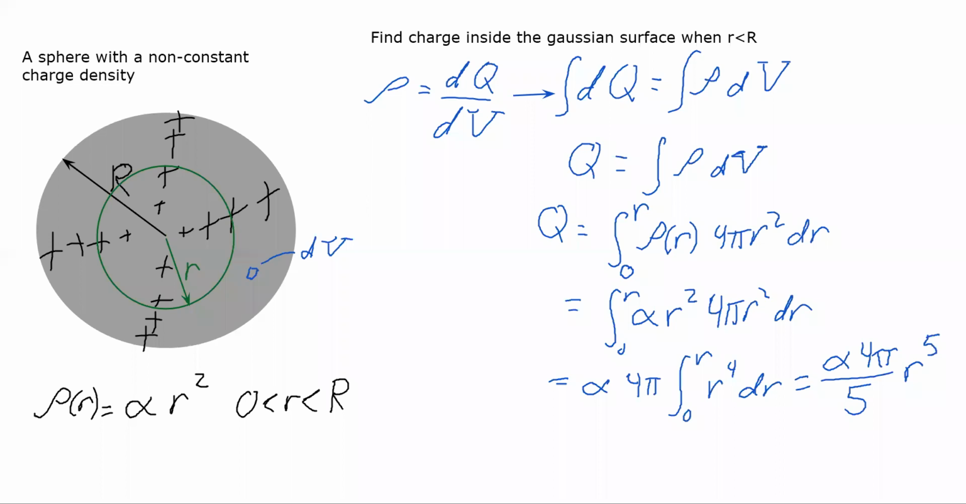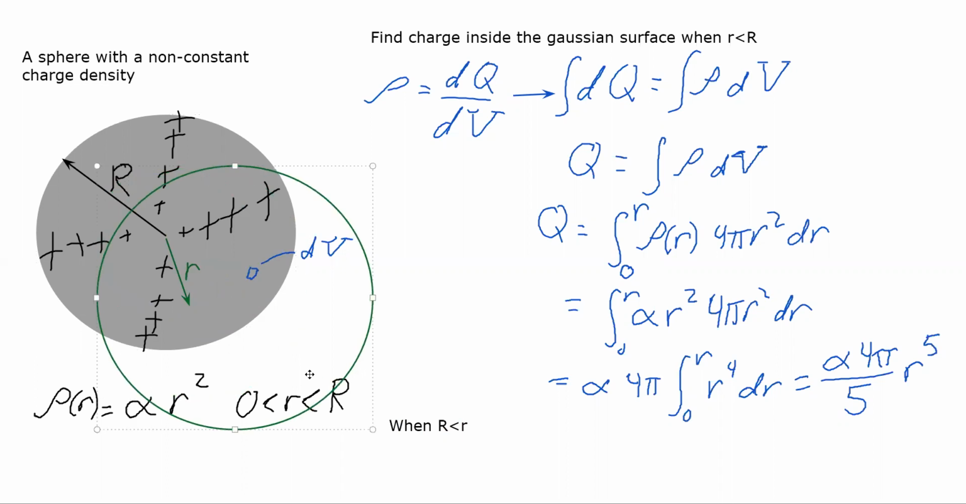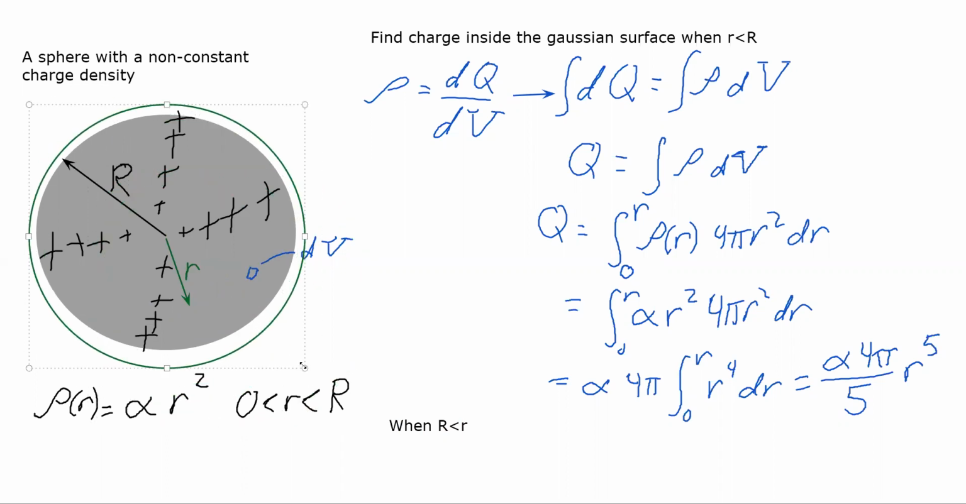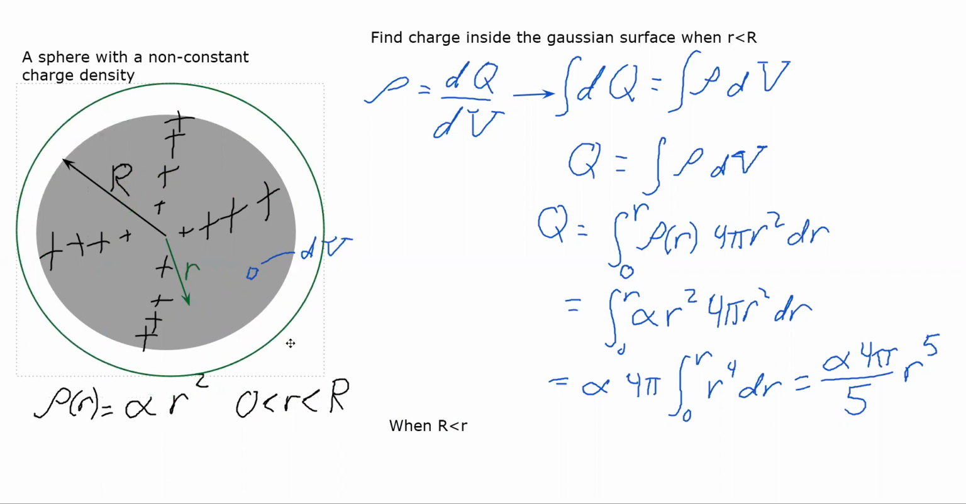Okay, now let's see if I can fit in what I have here. So that's the charge when the Gaussian surface is less than capital R. What about when capital R is less than lowercase r? So again, I'm going to change my radius here for my Gaussian surface. I could pick it, make it a little bit bigger. Okay, which means my r, not the vector, but my radius here, is going to look something like that.